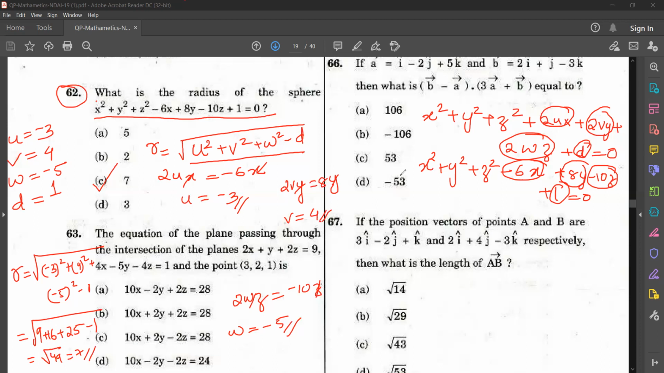Okay, got it? Easy now. Direct question. Copy down this. If you don't know the formula for radius, please study this. R is equal to root of u square plus v square plus w square minus d. Moving to the next question.